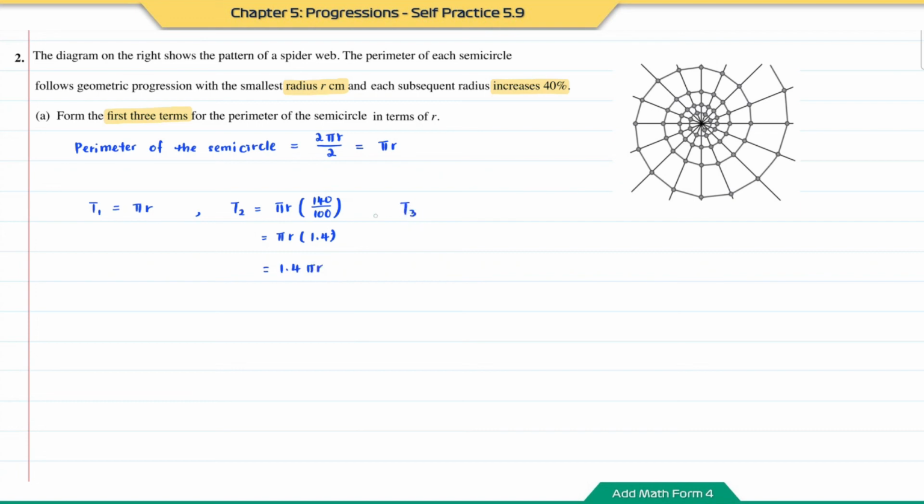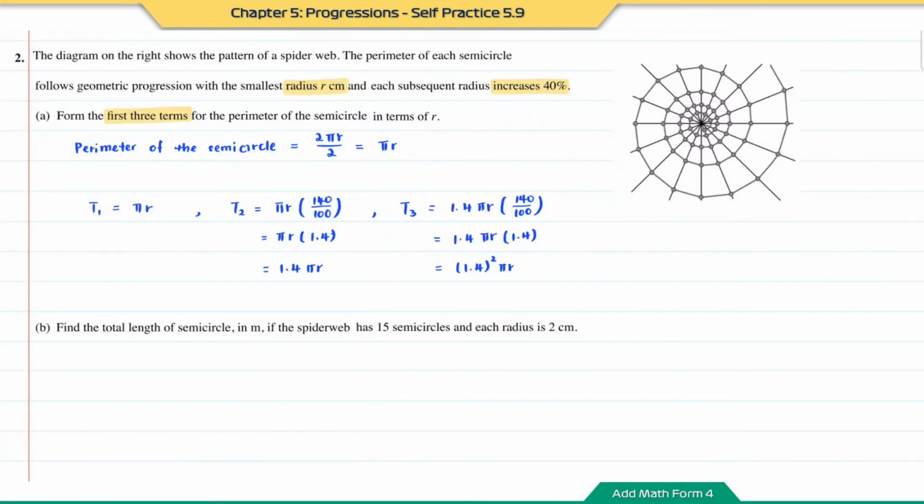And as for the third term, it will be increased 40% compared to the previous one, which is T2. So it will be 1.4 pi r, you multiply it with 140 over 100. So this will be 1.4 pi r multiplied by 1.4. Therefore, you're going to get 1.4 squared pi r. So the first three terms are pi r, 1.4 pi r, and 1.4 squared pi r.